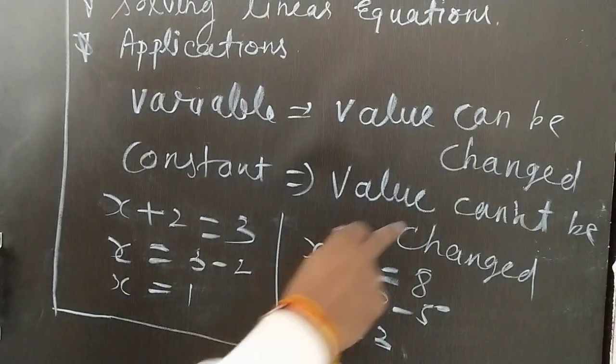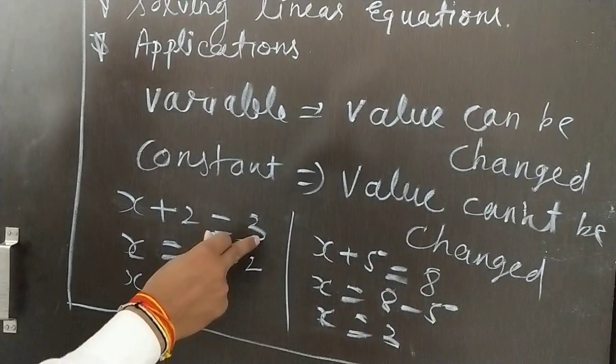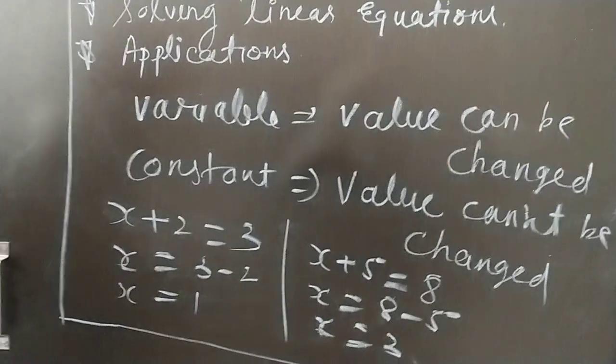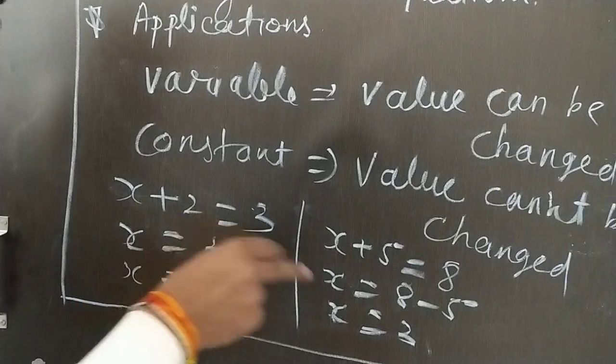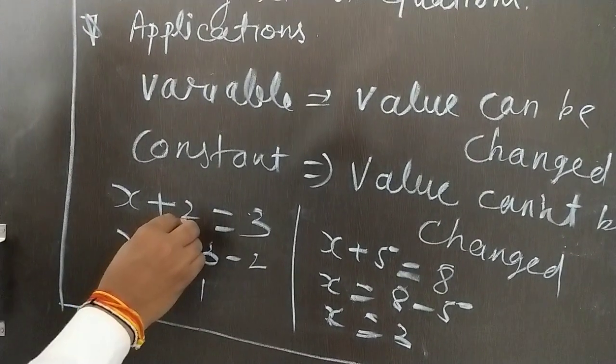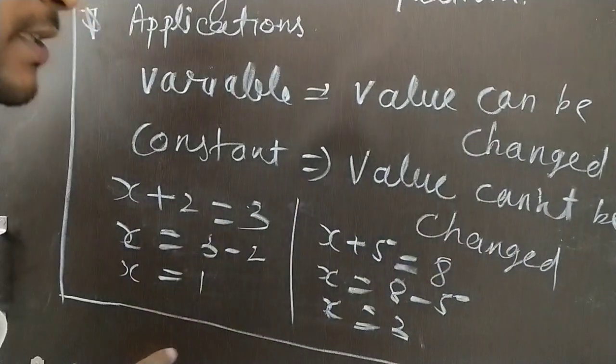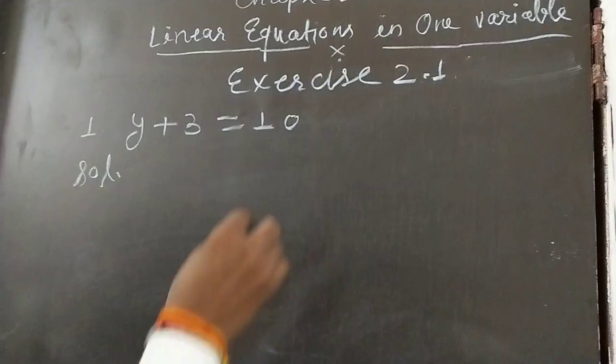Constants mean the value cannot be changed. Suppose 3. Can you say that 3 is 4? No, no. Because 3 is 3, 2 is 2. We cannot say 2 is 3, son. Okay. Therefore constant means constant. Its value cannot be changed. Is it clear? Okay. Start.